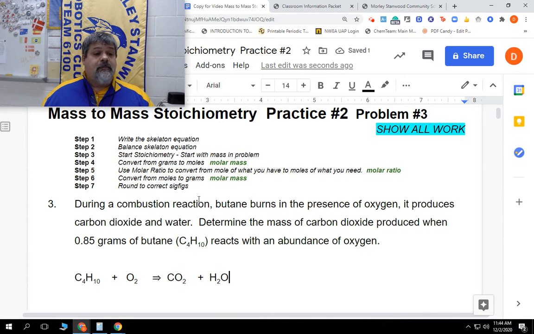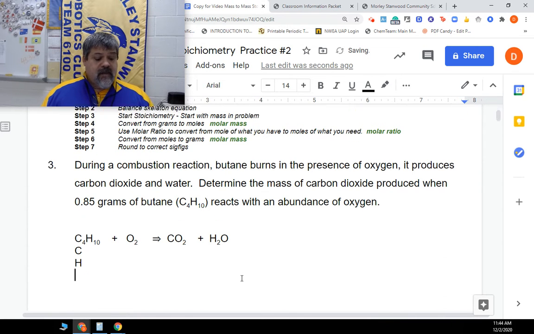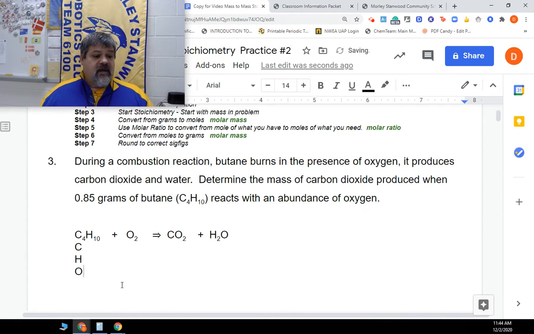Now we have to go ahead and balance it. So we're going to balance our skeleton equation. And I'm going to say that the best bet to do that is put down the elements on each side. So we're going to put down carbon, hydrogen, and oxygen. So that's what we have on each side. Now I can do that on this side too.